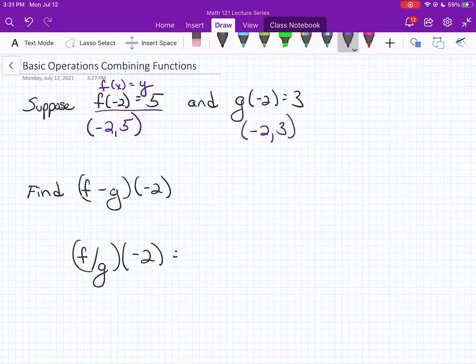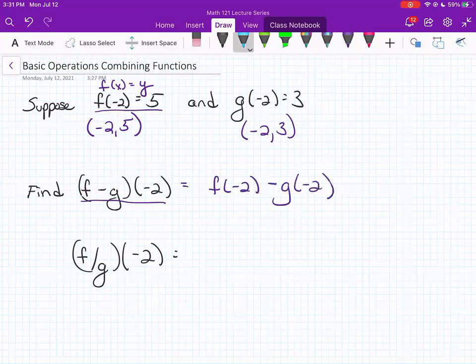If I want to perform the basic operations of addition, subtraction, things like that on these functions, the notation will look something like this. So if I want to do f minus g of negative 2, we can think of this as f of negative 2 minus g of negative 2. We know f of negative 2 is 5, minus, we know g of negative 2 is 3, so we are then able to calculate 5 minus 3 is 2.